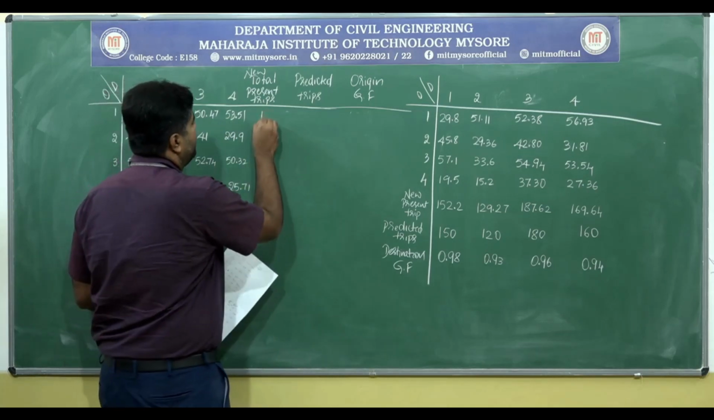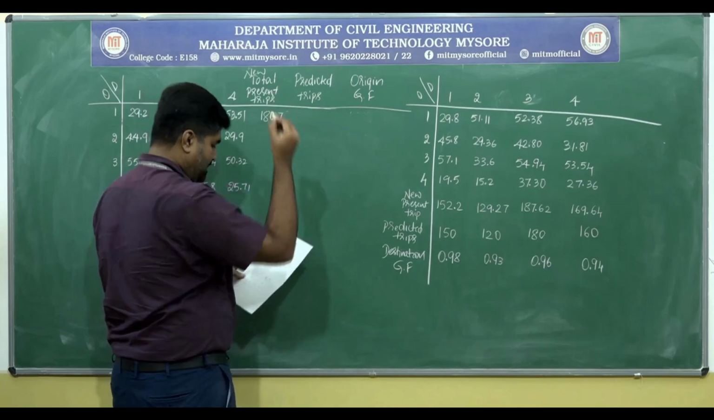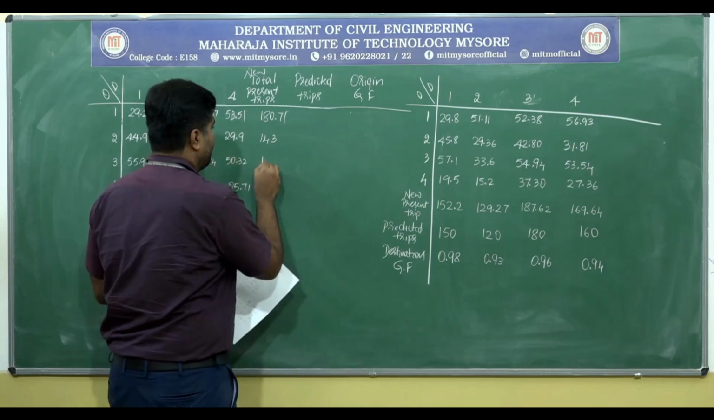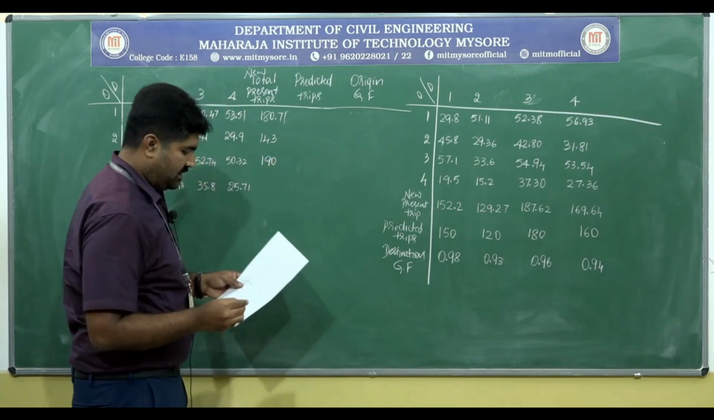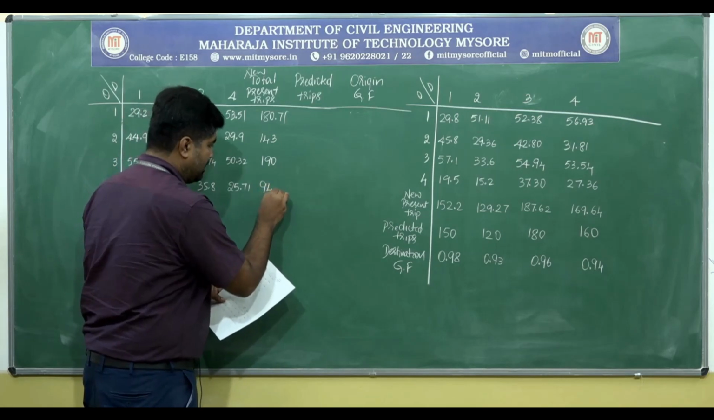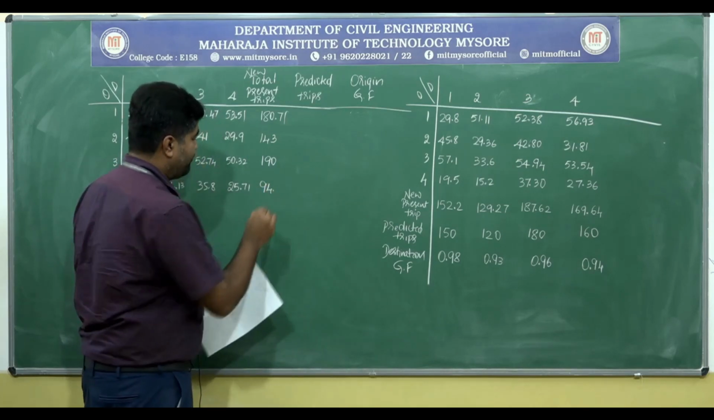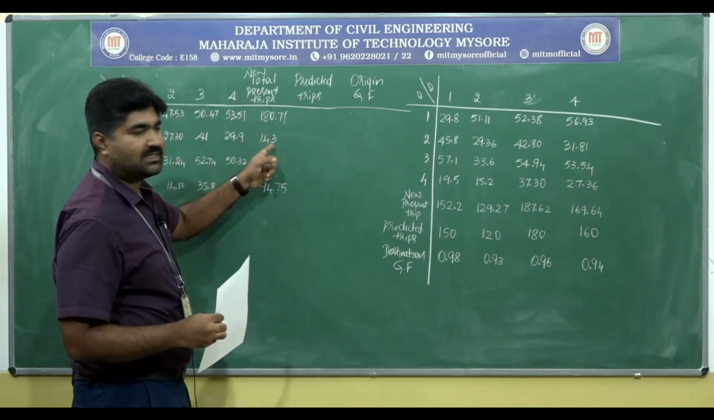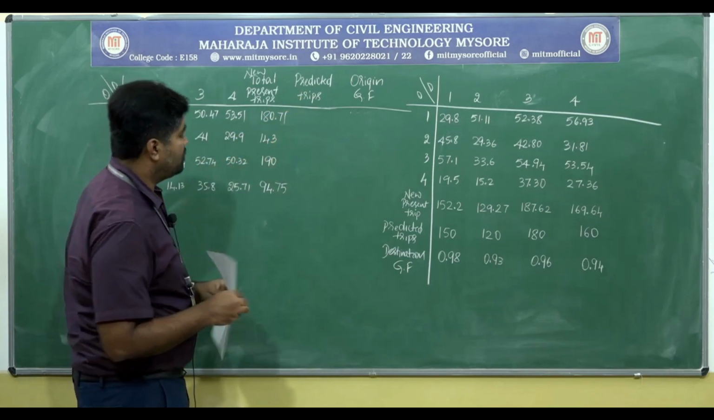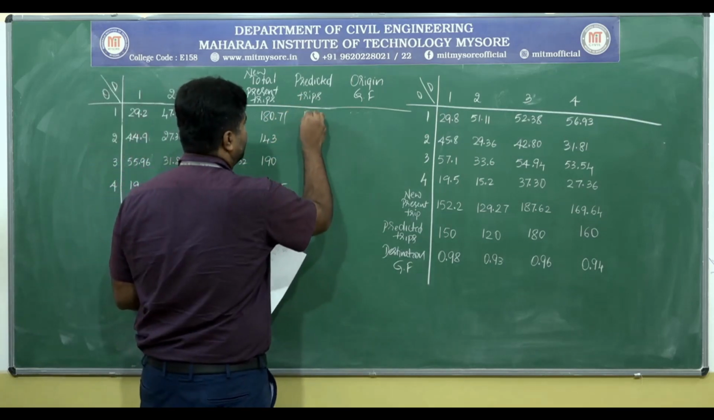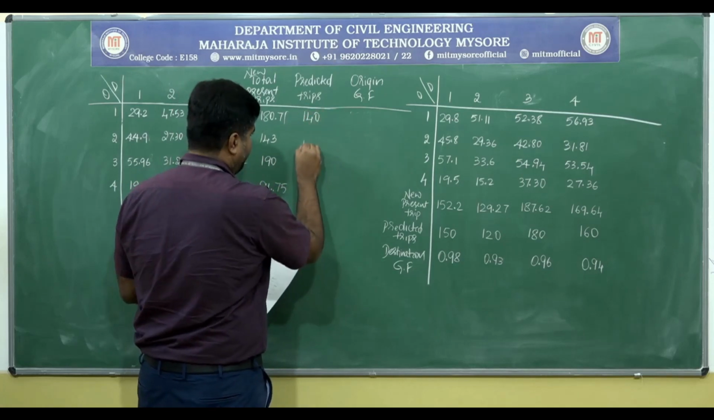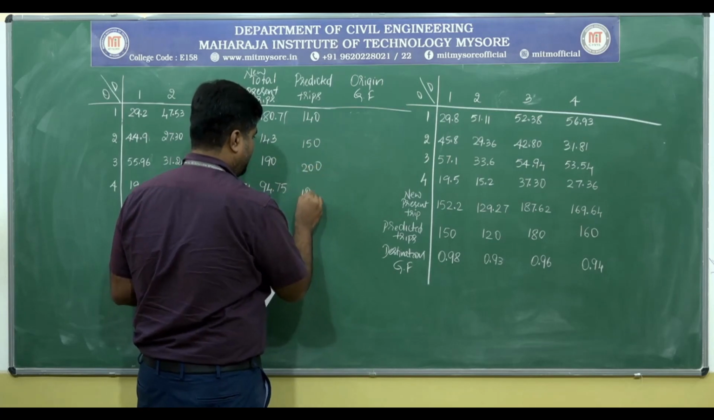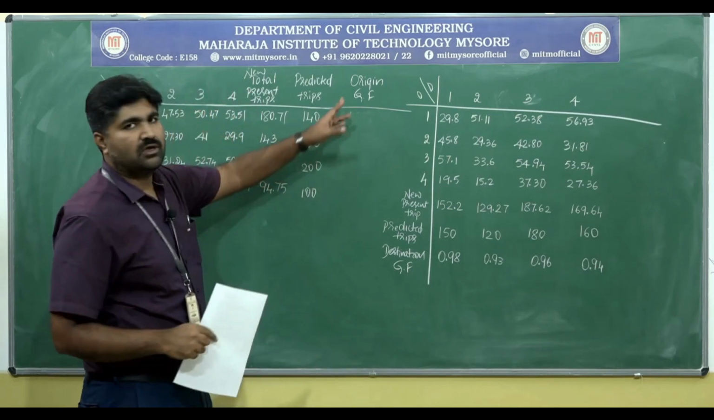You will get 180, 180.71, 143, 190, 94.75. Okay, by adding this row we will get the new total present trips. The predicted trips we know, that is given in the question itself. It is 140, 150, 200, 100. Okay, again we will get the new origin growth factor.